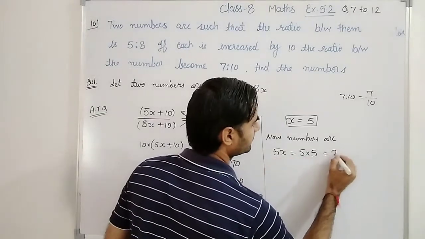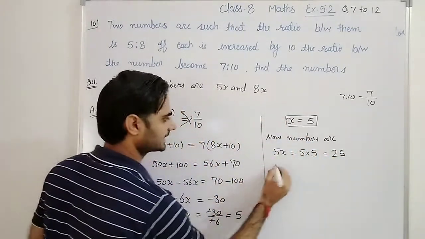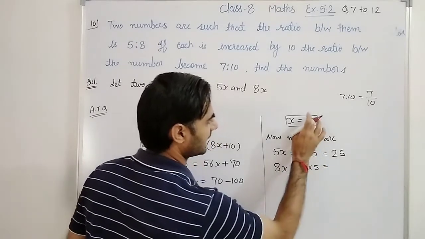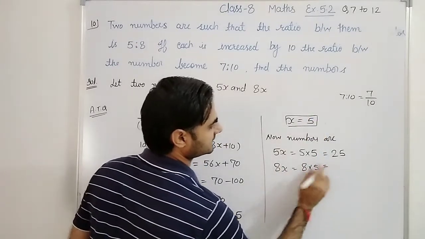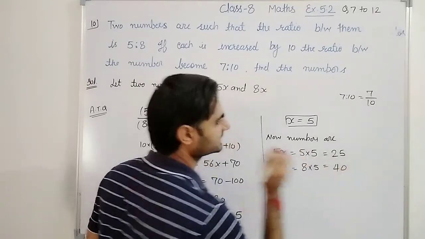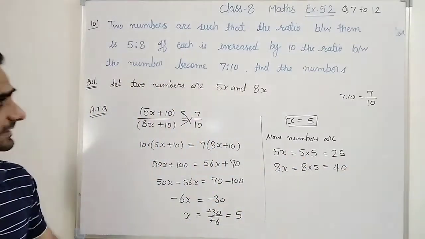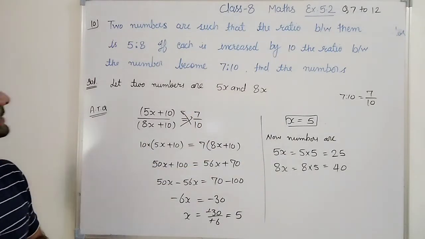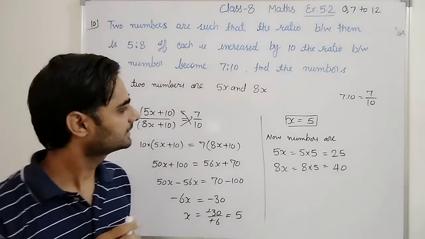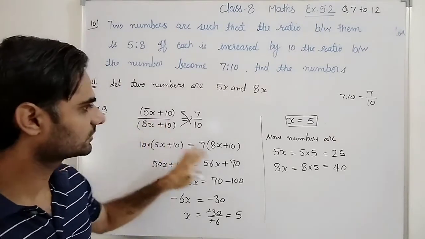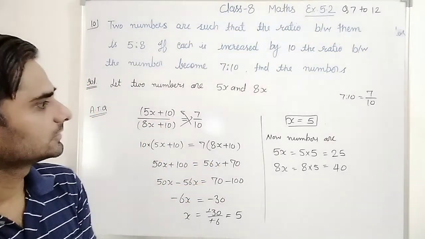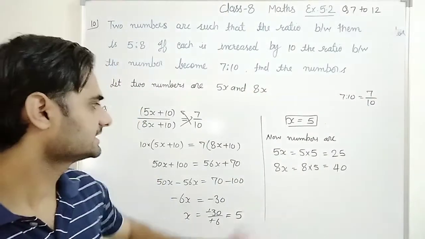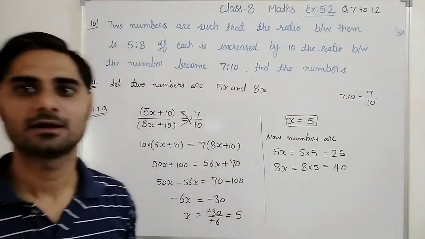So 5 5s are 25. And on the other side the next number is 8x. So 8 multiplied by 5. I have replaced the value of x here. 8 5s are 40. These are the numbers. The ratio should be equal to 7 10. Na? Okay, so when we have increased both of them by 10, these numbers are 25 and 40. Okay, so this is the solution of question number 10.